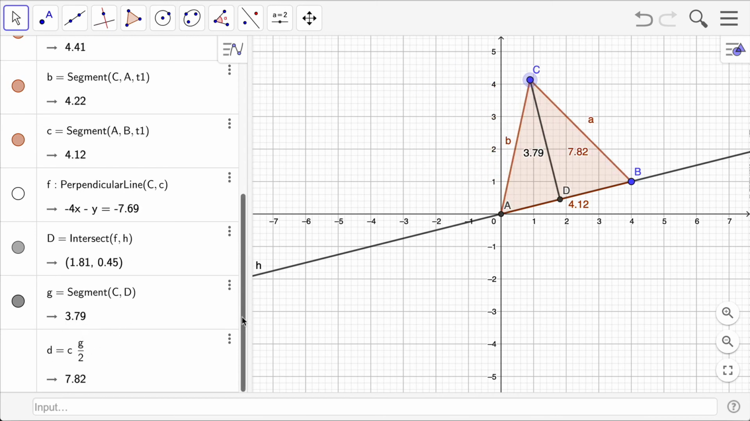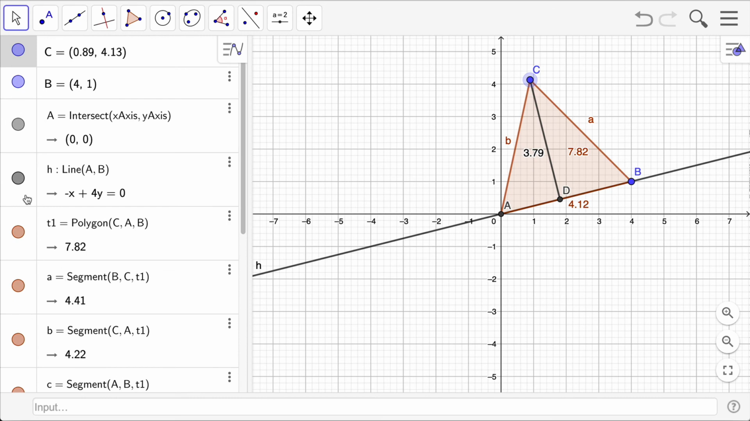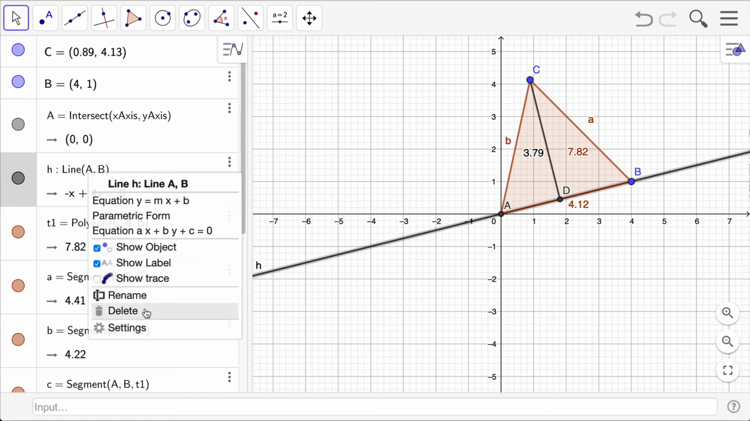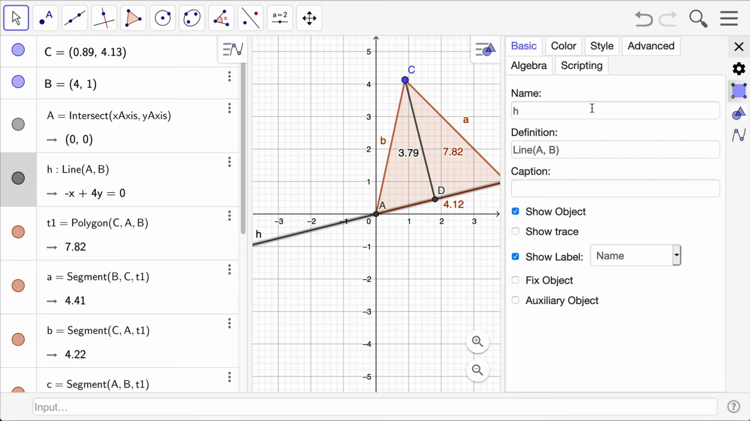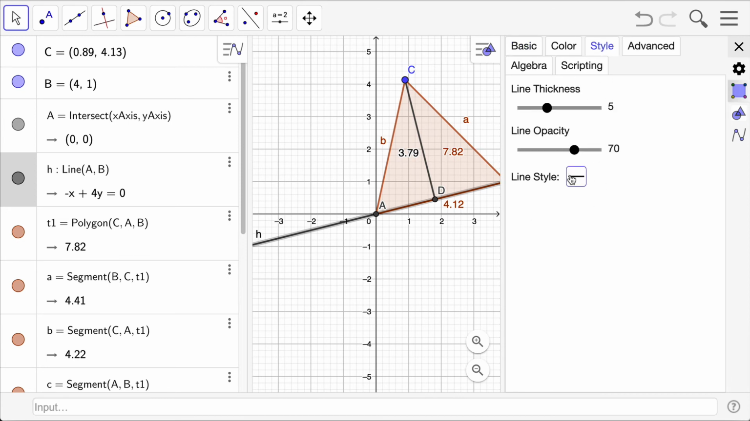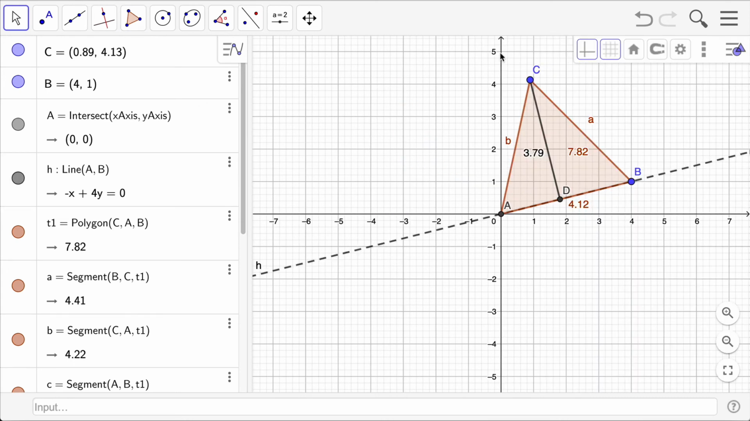And now, I feel like, there we go. Let's hide that line anyway. Well, I guess I should have it. Maybe I can just restyle it. Let's make it a dashed line. Yeah, there we go. Excellent. So now we have a dashed line.